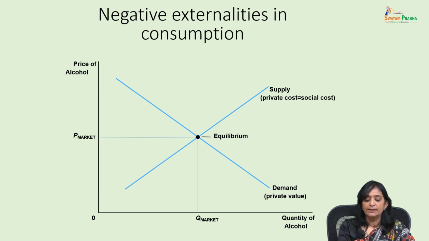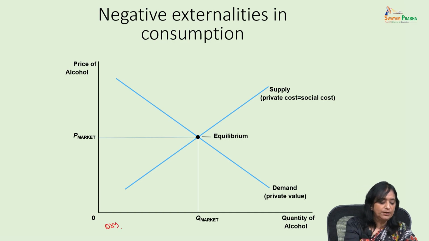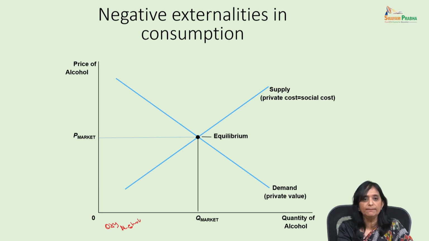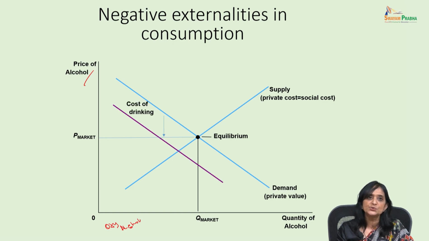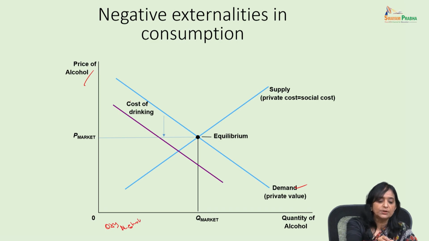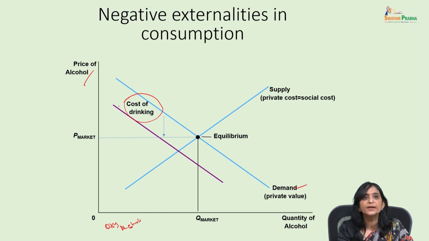Similarly, we can also see a negative externality in consumption. Again, let us say we are measuring the quantity of alcohol on the x-axis and the price of alcohol on the y-axis. So this is the demand for alcohol and this is the supply. Now there is some cost associated with drinking, because excessive drinking can not only damage your health, it also creates certain social problems. So this demand is not taking into account this externality which is caused by drinking.